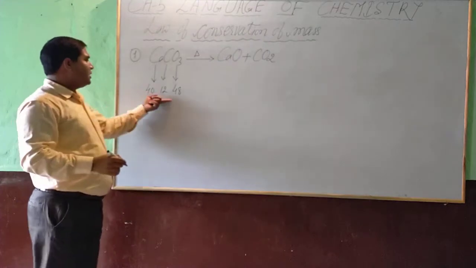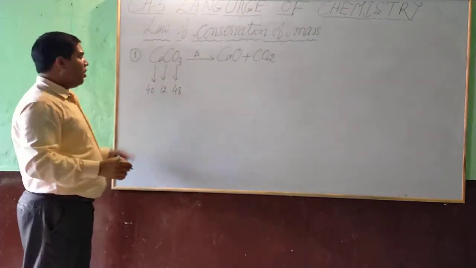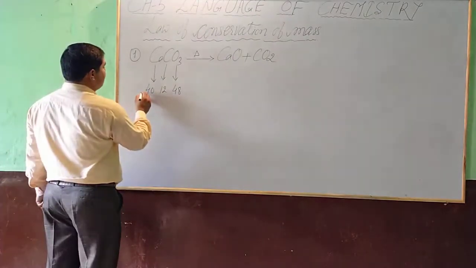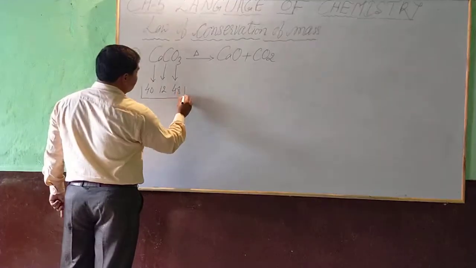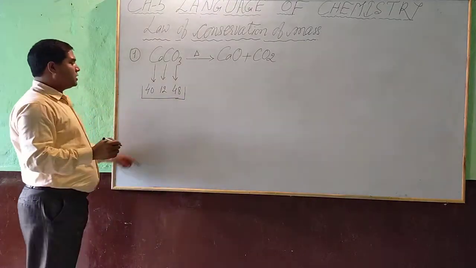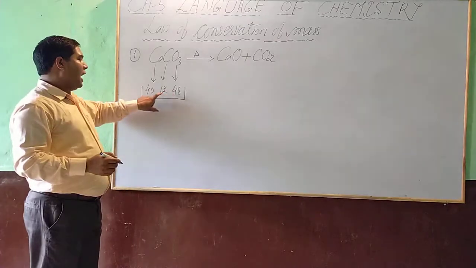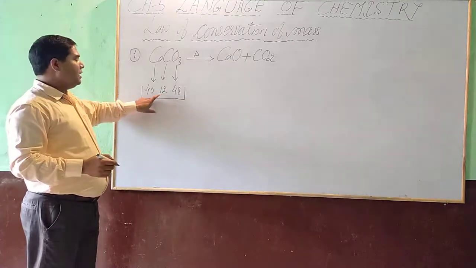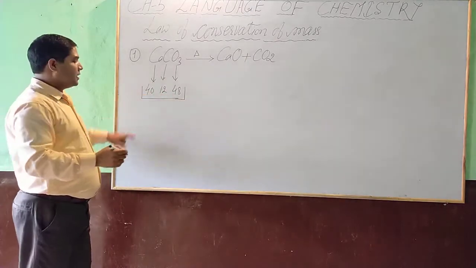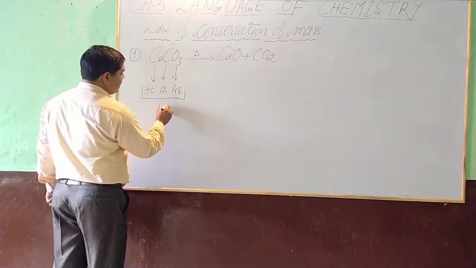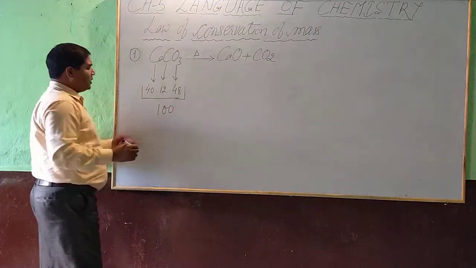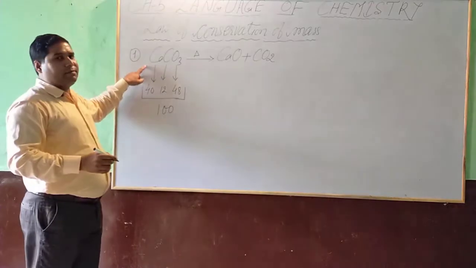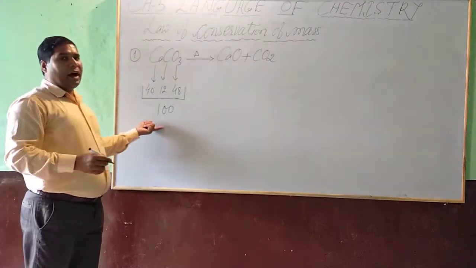Now we will calculate the total mass of calcium carbonate on the reactant side. So you see here 48 and 12, 60, and here 40, equal to 100. Altogether, the atomic mass of calcium carbonate is 100.